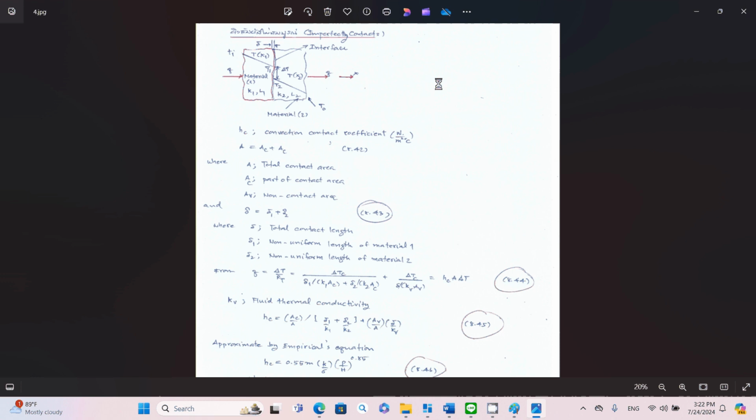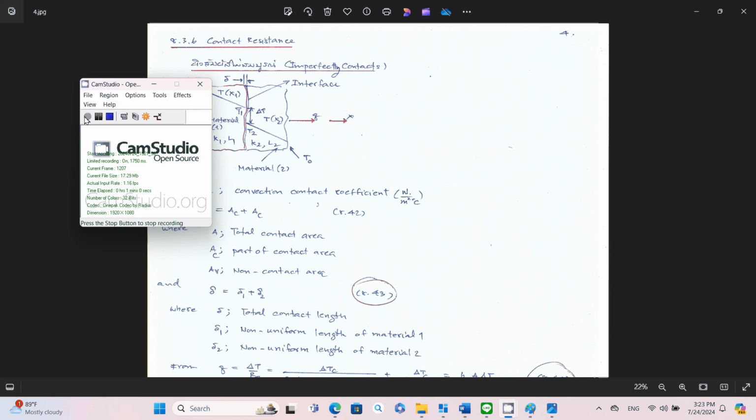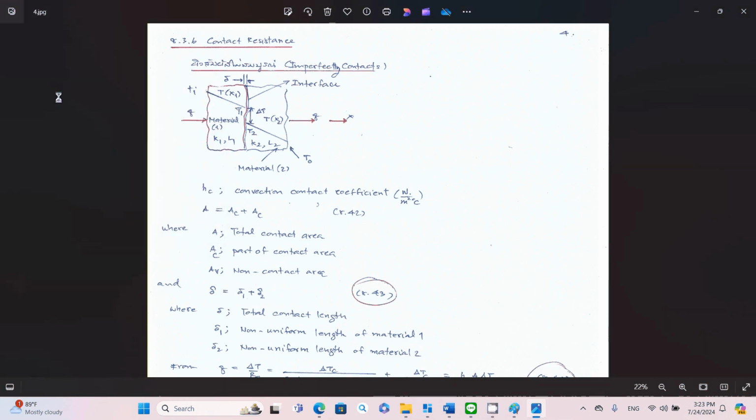I'm going to start from the contact resistance, topic 8.3.6. Well, in the case of imperfect contacts, we need to add some terms in our equation when we're looking for thermal resistance, or the thermal equation delta T equal to Q RT.